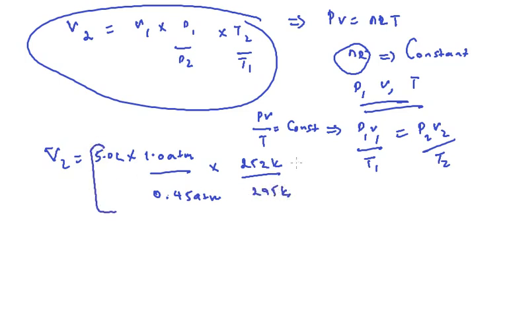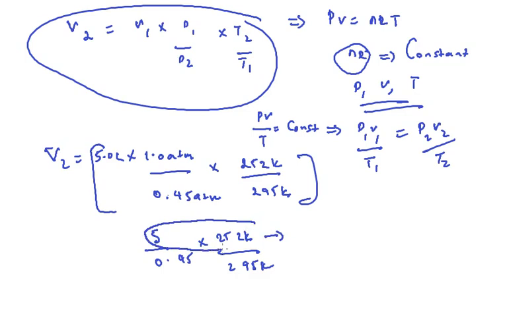So now we're going to do a little bit of mathematics here. You can do whichever way you like. Maybe you can start multiplying 5 by 1. So that gives you 5 over 0.45 times 252 Kelvin over 295. The best way is you can multiply the numerator part first. You can do this first, and you can do this second, and you divide them. So 5 times 252, that gives you what? That pretty much gives you about, let's say, 1,000. If you use your calculator, it gives you 1,260.